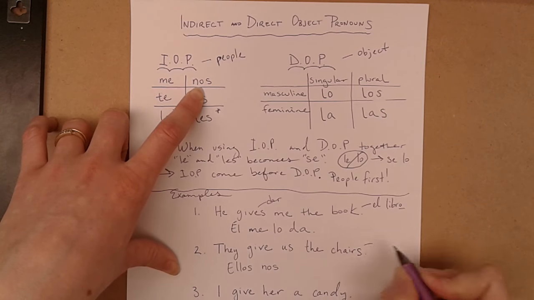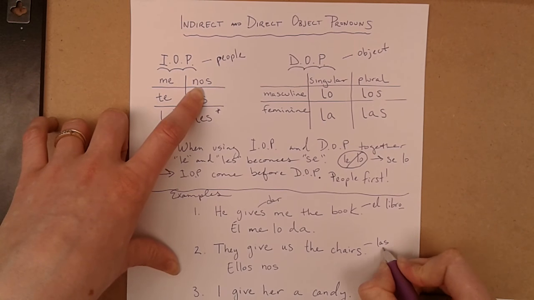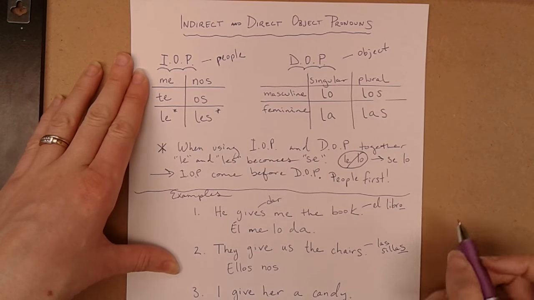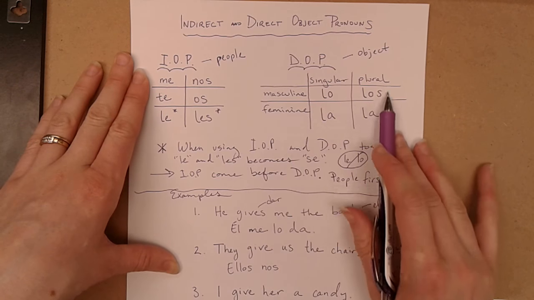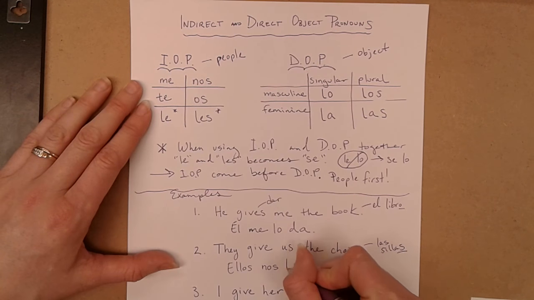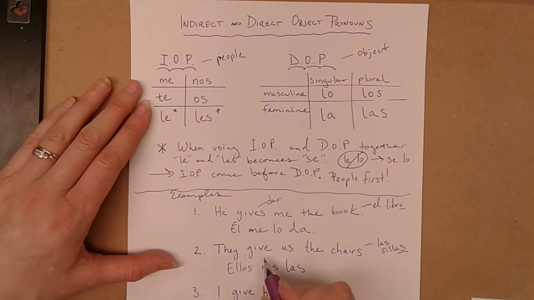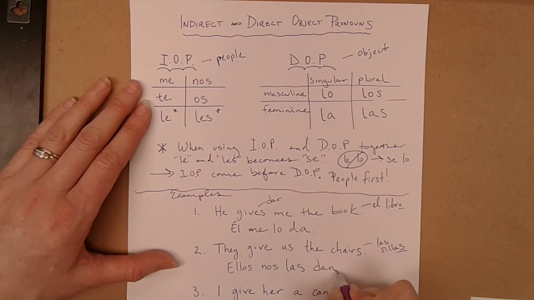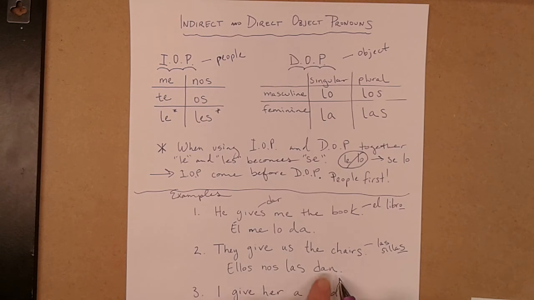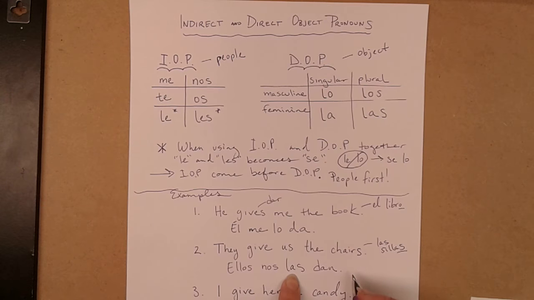And then the chairs in Spanish is las sillas. Ellas, so that means it's feminine and plural, so we're going to use the direct object pronoun las. And then they give, dan. Ellos nos las dan. They give it, or them, to us.